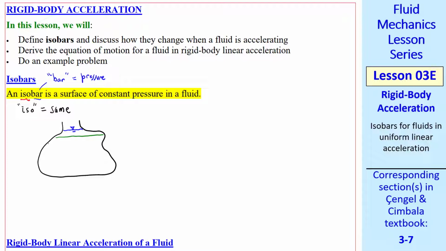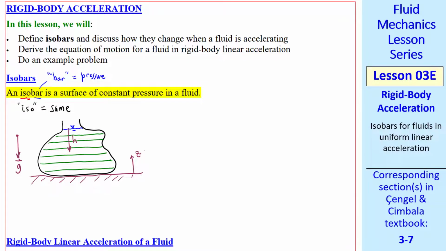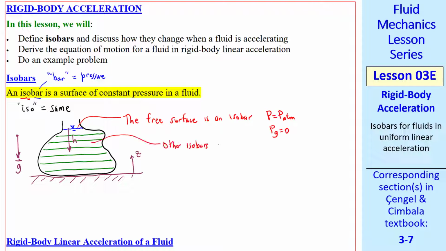Since this container is stationary, we have hydrostatics, and the isobars are all just flat horizontal surfaces. Let's let h be the depth from the surface. As you pass through isobars, in other words, as h increases, so does the pressure. Of course, in our notation, g is down and z is up. The free surface is an isobar, where p equals p atmosphere, or p gauge equals 0. Other isobars are parallel to the surface.